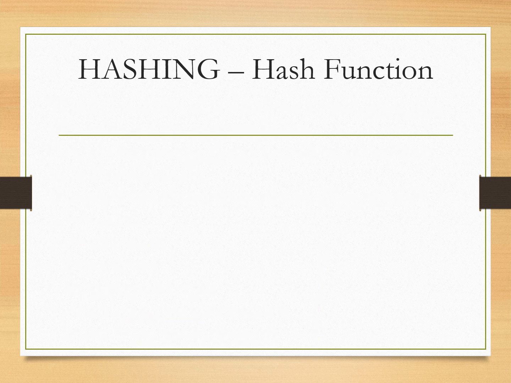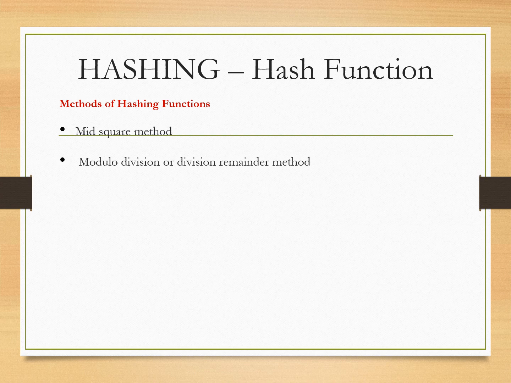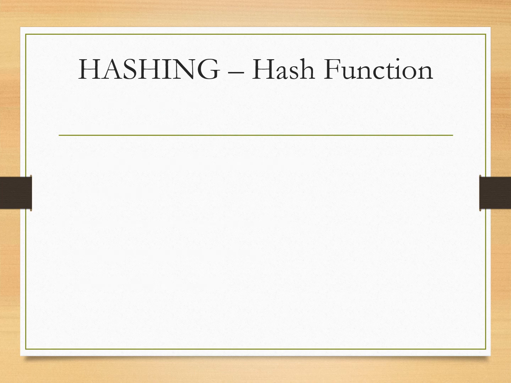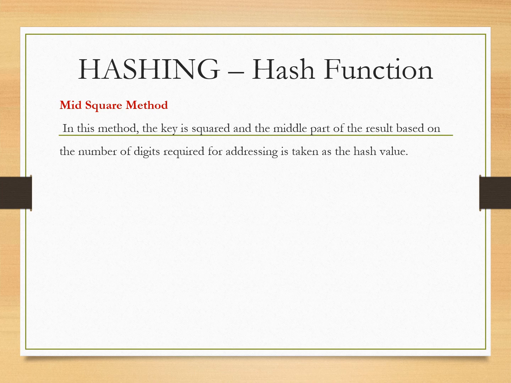Now let us see the different types of hash functions that can be used. Number 1, mid-square method. 2, modulo division or division remainder method. Folding method. Pseudo-random generator method. Digit or character extraction method. Radix transformation method. So these are the various methods that can be used as a hash function, and we will see in detail about them one by one. Mid-square method: in this method, the key is squared and the middle part of the result, based on the number of digits required, is taken for generating the hash value. We will see an example, then it will be clear.